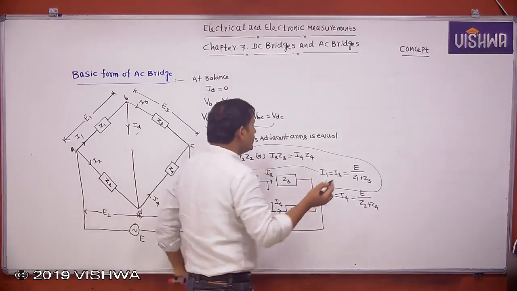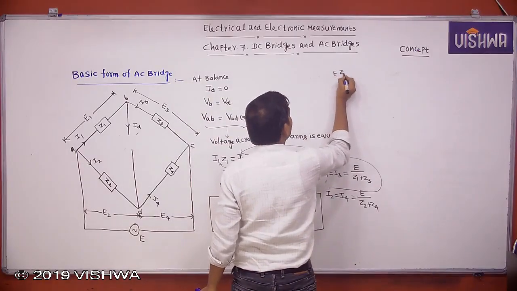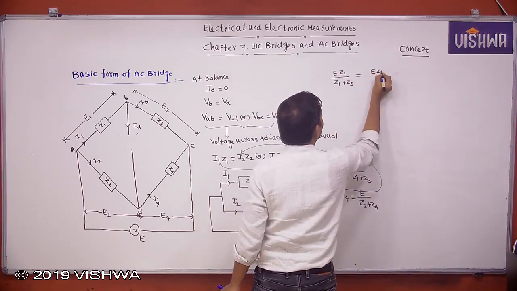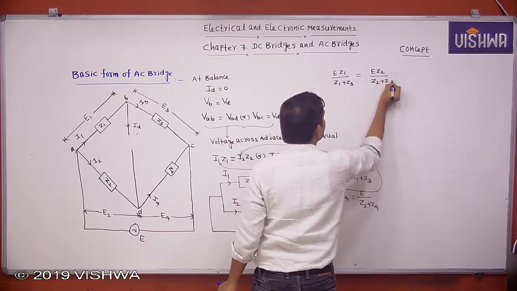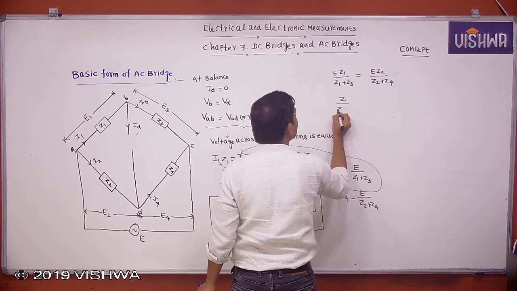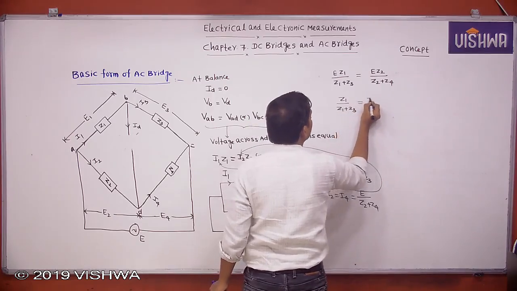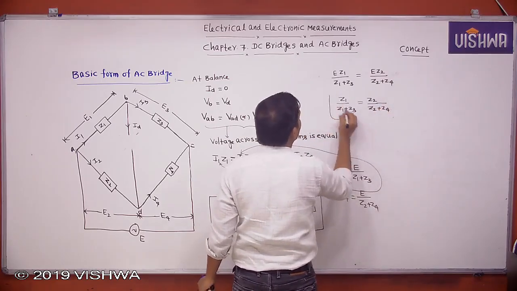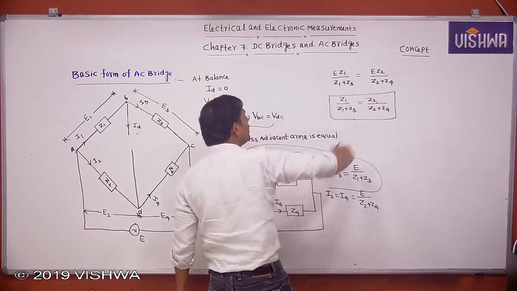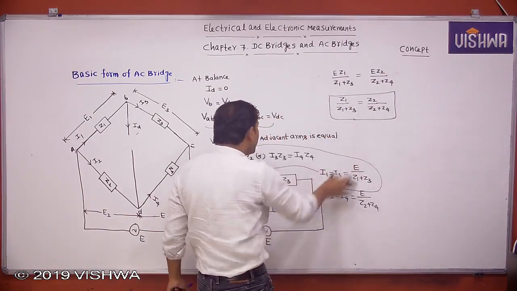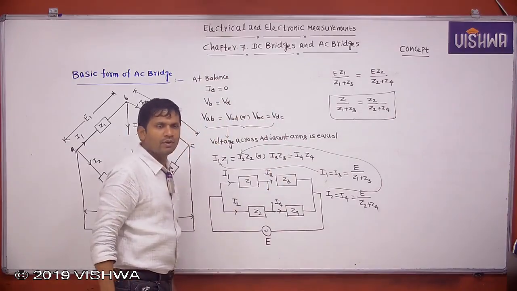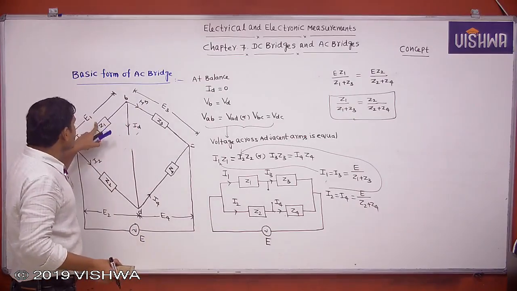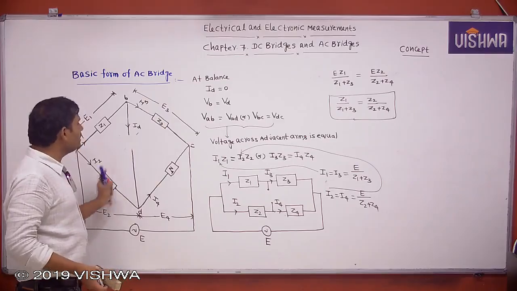Now substitute I1 and I2 in the relation. Then what can you get? E into Z1 by Z1 plus Z3 equal to E into Z2 by Z2 plus Z4. So Z1 by Z1 plus Z3 equal to Z2 by Z2 plus Z4. This is the condition at balance. This is not a different condition; if this one condition is satisfied, all the remaining conditions are satisfied.